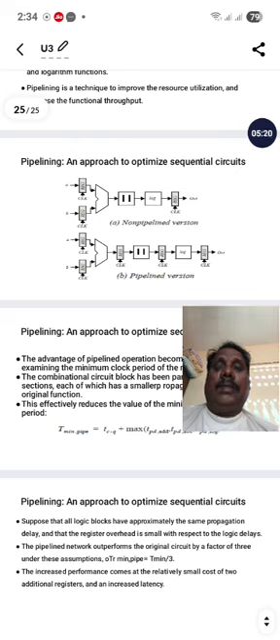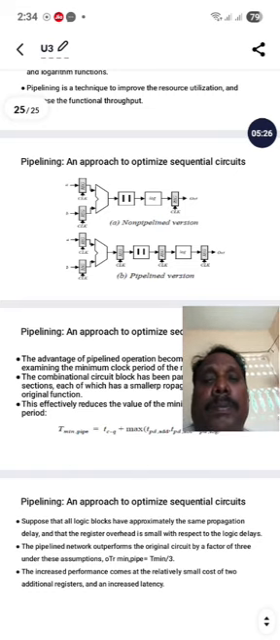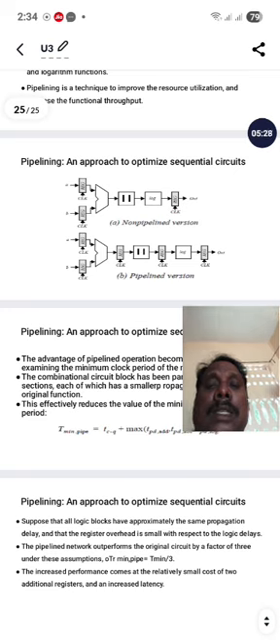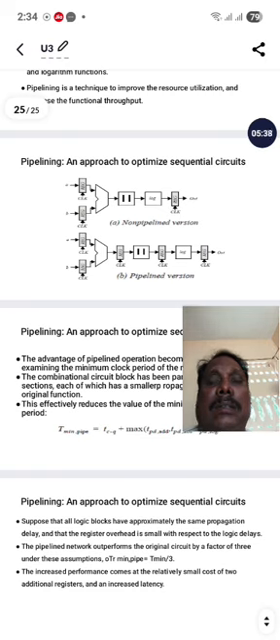Just to look at the diagram, pipelining is an approach to optimize a sequential circuit. In this case, I am performing the operation in two categories, that is a non-pipelined version as well as a pipelined version. In a real-time example, you can take a relay, that is the 400-meter relay, 4 into 100-meter relay. So here, what it means is that A and B are the variables.